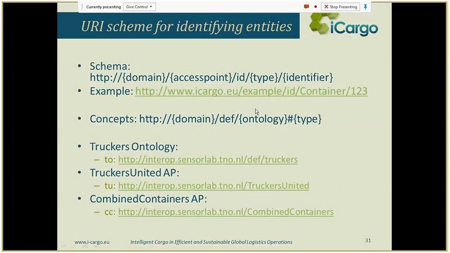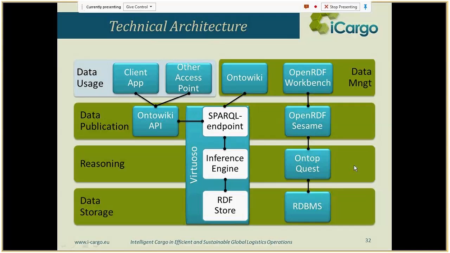Concepts themselves are also named. So the ontology itself, the truckers ontology, is named in this way. So this is a generic schema for naming ontology concepts. And so the truckers ontology itself is found here. The access point for Truckers United can be found here. This is a server that we set up for experimentation purposes. And so below this URL you find then all the entities in this Truckers United access point.